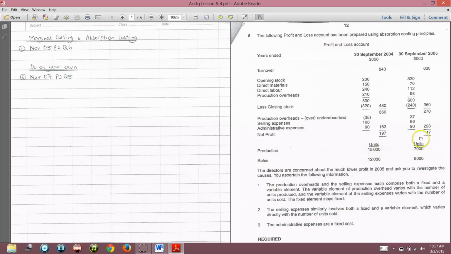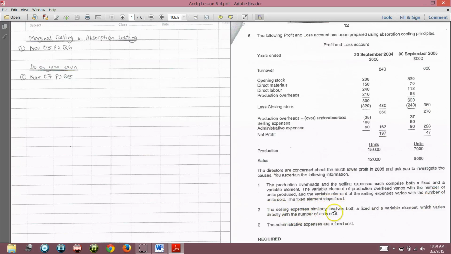Production is 15,000 units for 2004 and 7,000 in 2005. Sales is 12,000 and 9,000. The directors are concerned about how much lower profit in 2005 and ask you to investigate the causes. You ascertain the following information. The production overheads and selling expenses each comprise a fixed and variable element. The variable element of production overheads varies with the number of units produced, and the variable element of selling expenses varies with the number of units sold. Okay, fixed element stays fixed.